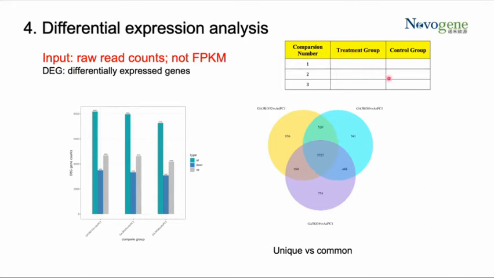And here is just a screenshot of your bioinformatic analysis form. You can define the treatment group versus the control group. Based on this information, we will give out the distribution of your DEGs shown in a bar graph for different comparison groups. We can also present the Venn diagram to show the unique DEGs or common DEGs shared by multiple groups.